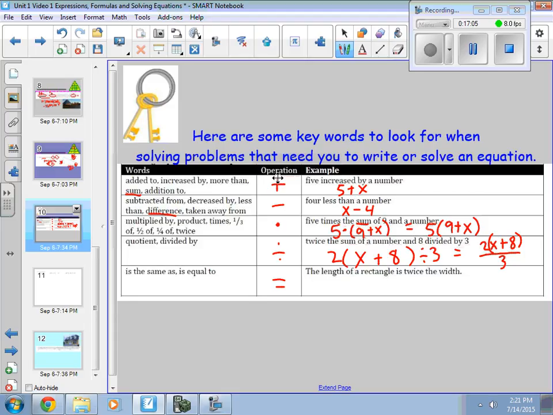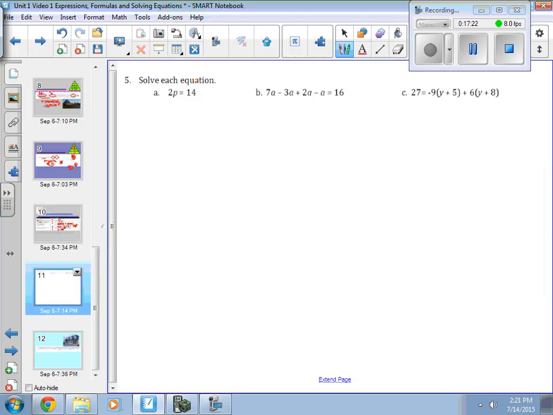So this last one: the length of a rectangle is twice the width. If we use L for length, twice the width, or 2 times the width, we could write something like that. "Is" means equals. All right, let's try some of these equation ones out. Hopefully you remember stuff about solving equations from last year.